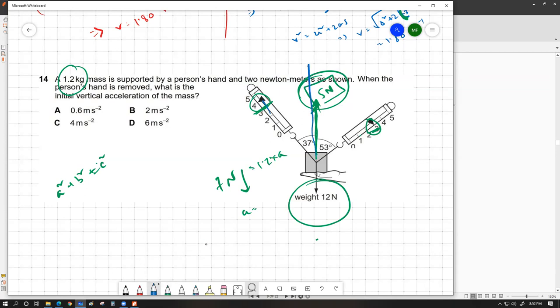Let's say the 4 newton force's vertical component is 4 cos 37. If you wonder why cos, it's because this is the adjacent component. The other component would be 4 sin 37, which I'm not bothered about. And the vertical component of the 3 newton force will be 3 cos 53. And you'll see in your calculator, if you write these two values and sum them up, you're going to get exactly 5. Check this out.